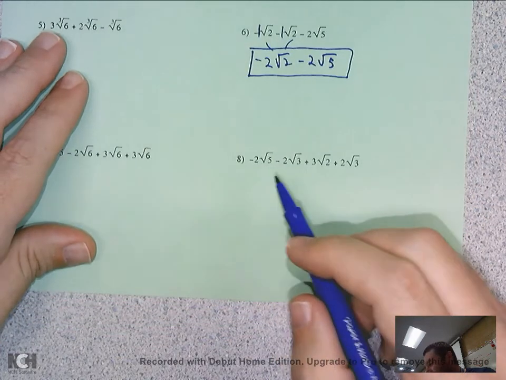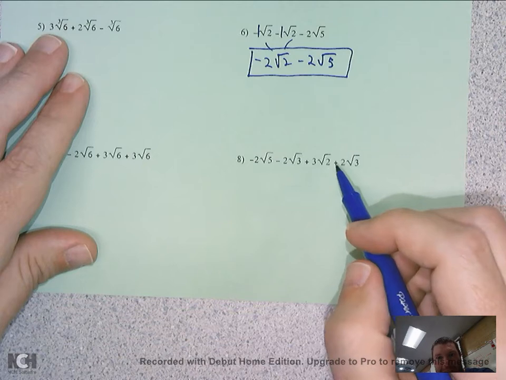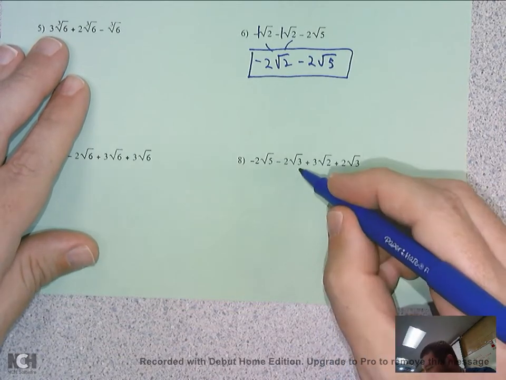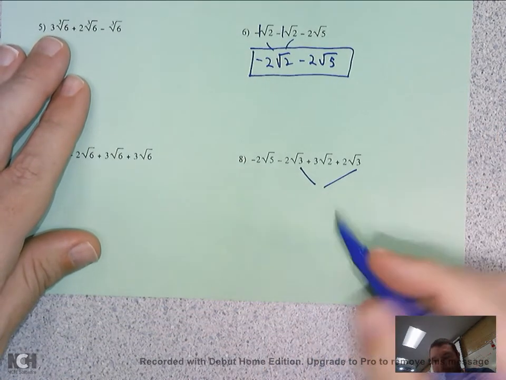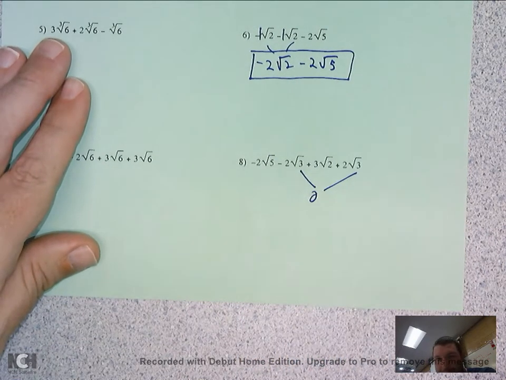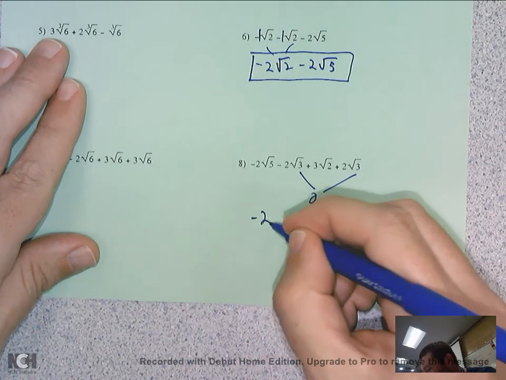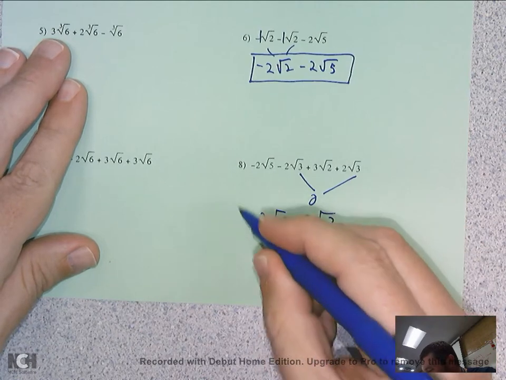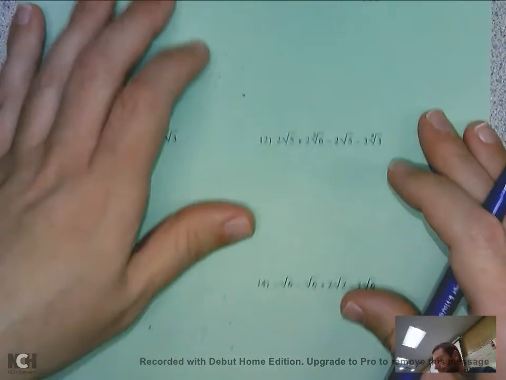Okay, this next one. I've got a square root of 3, a square root of 5, a square root of 2, and a square root of 3. So I can combine the square roots of 3. So that is a negative 2 and a positive 2. Those actually cancel out, become 0. So those go away. They're gone. You're just left with these other two terms. So negative 2 square root of 5, and then a plus 3 square root of 2. And that'd be your answer. Okay, not too tough, right?